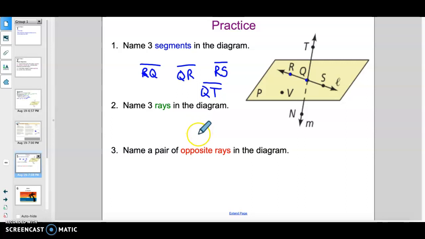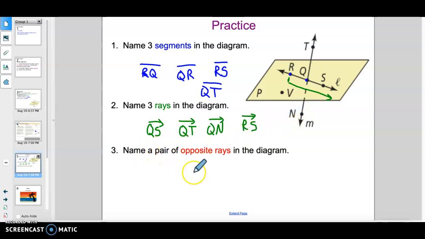Now 3 rays. This is where the order does matter. It looks like Q is a good starting spot for a few of them. So I could say ray QS, and remember you're doing a ray symbol above that as well. Or ray QT, or ray QN. All of these are rays because they're starting at an endpoint and then going on to an arrow forever. Or we could do ray RS. If you say it that way, then we're starting the ray here and then going forever that direction.